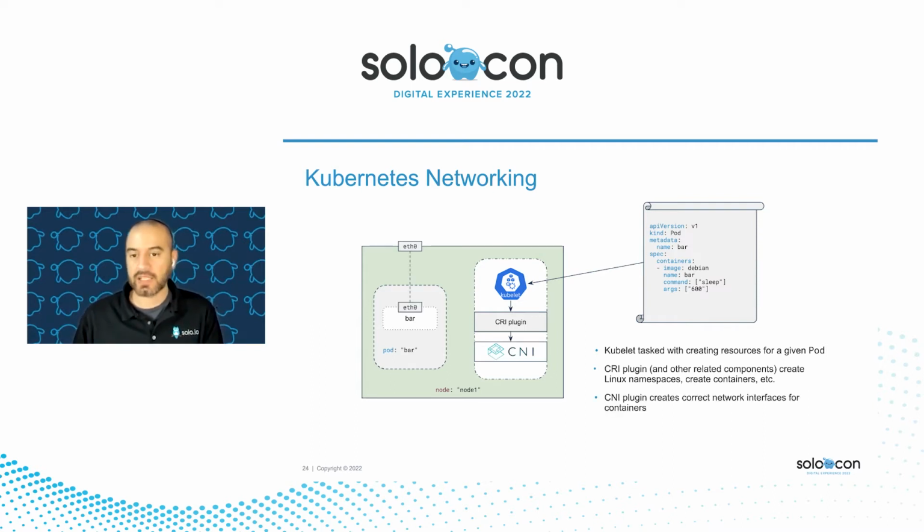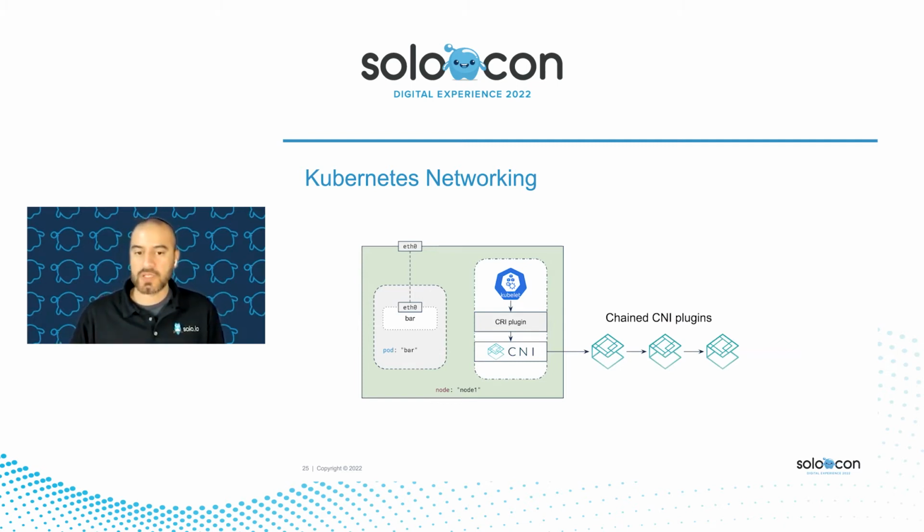And then the CNI gets called, and that is where the network interfaces in that container get created. The CNI plugin is going to create, for example, an eth0 interface that's available to this bar container, in the network namespace of this bar pod. And again, with chained plugins, during that step where we're creating this eth0 interface, all of the plugins in the chain get to do some work. They get to operate, for example, on the interface.